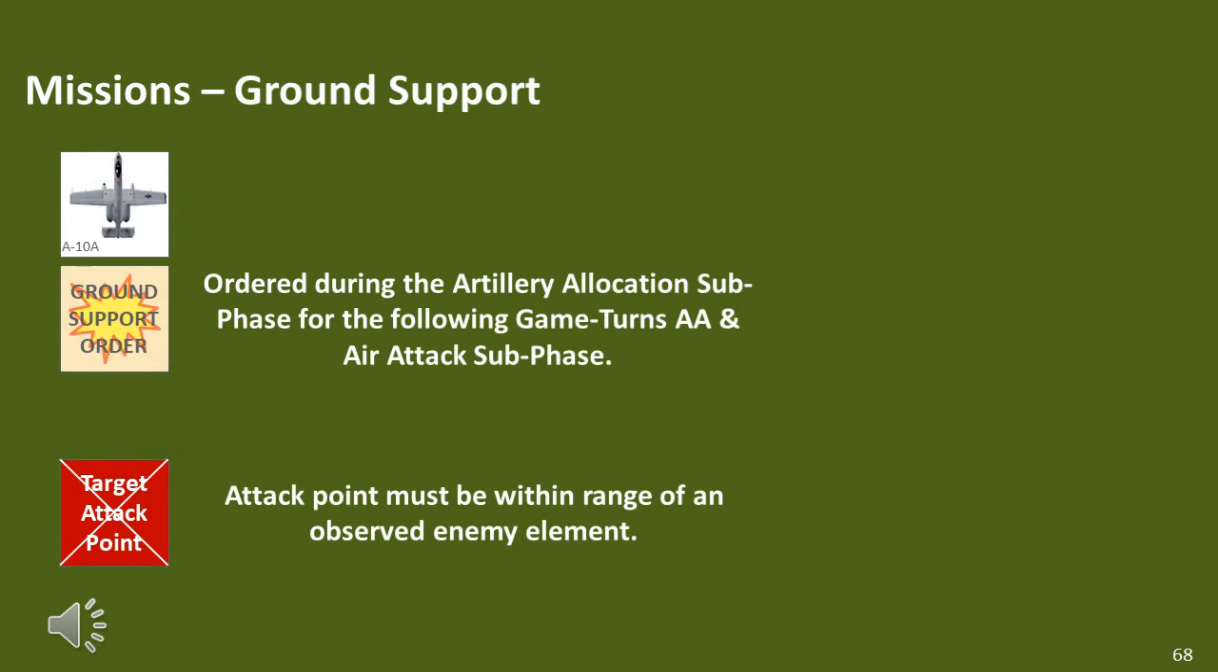Ground support missions, in theory, can be set before the game begins, in which case a player must state the aircraft, game turn of arrival, and attack point. However, to avoid issues with sortie rates, this is only allowed if the mission occurs on game turn 1. The attack point must be within range of an observed enemy element. Assuming the attackers are on the player edge, in most cases there will be no observed enemy element, and this type of pre-planned mission would be impossible, so players should not permit this occurring in that case.